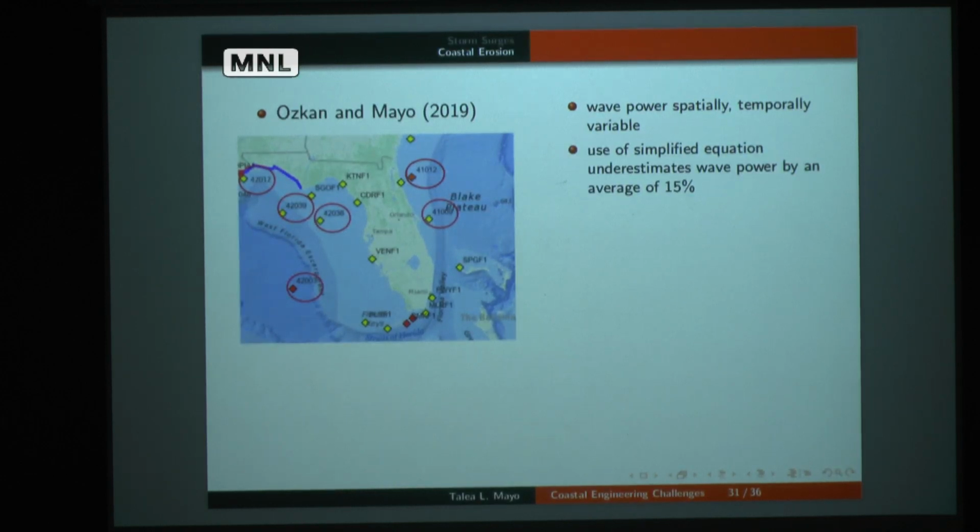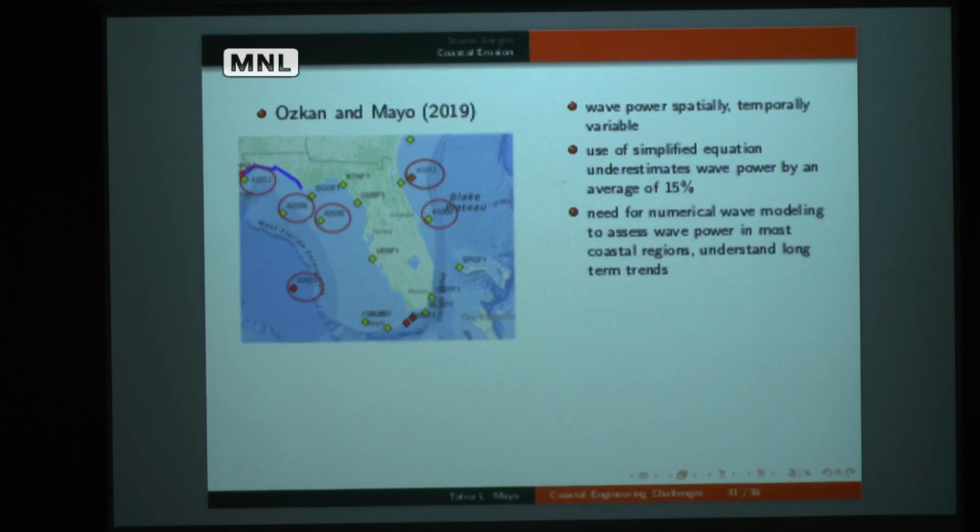What we found is what we could have guessed: wave power is spatially and temporally variable. But we found that the simplified equation underestimates wave power by an average of 15%, which is small, but not that small, right? You can imagine over time that probably makes a big difference to whether your beach is eroded or not. There's a need for numerical wave modeling in order to assess wave power in most coastal regions.